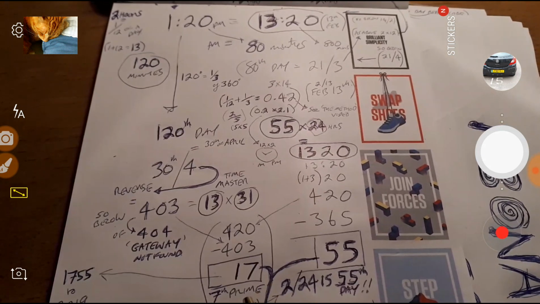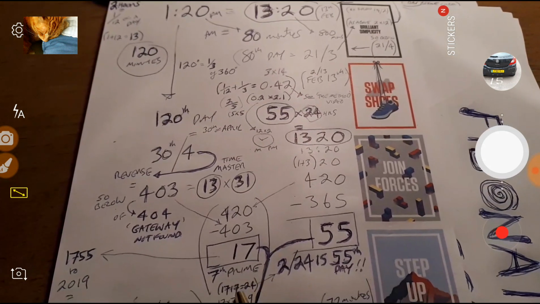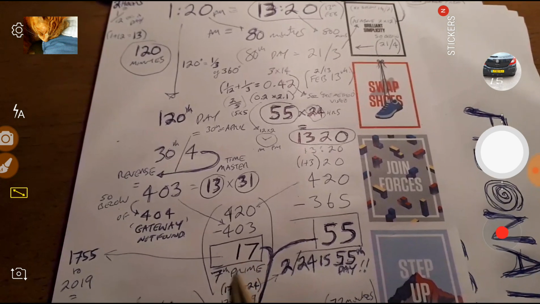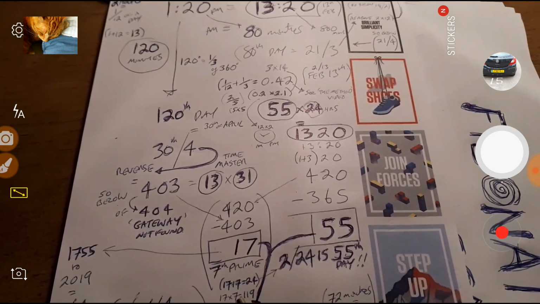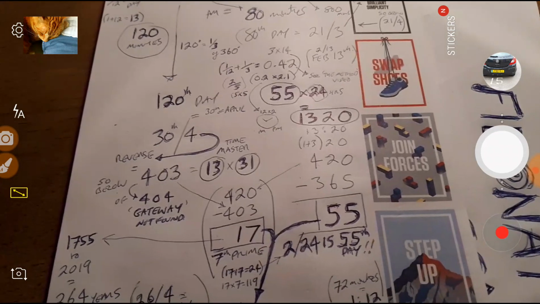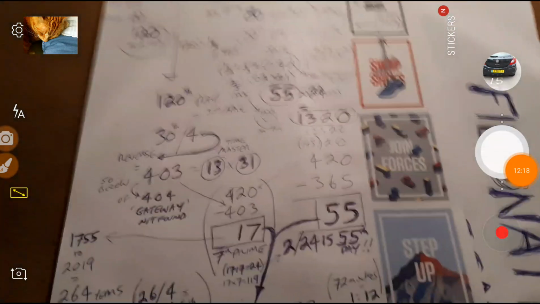17. 17 is the 7th prime. Already showed how that plus 7 together makes 24. 17 times 7 as well is 119. Let's have a look at the time on this. Okay, thanks so much for bearing with me.